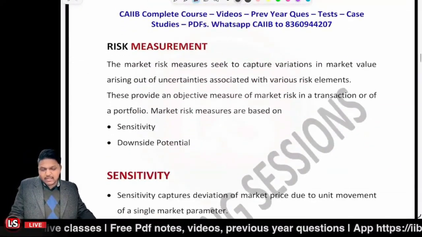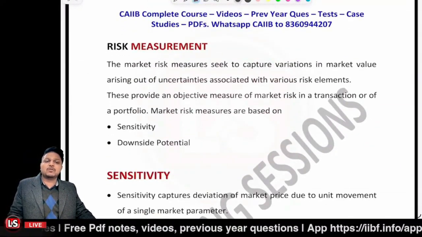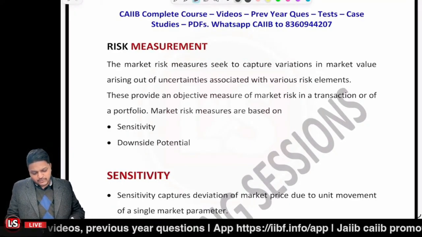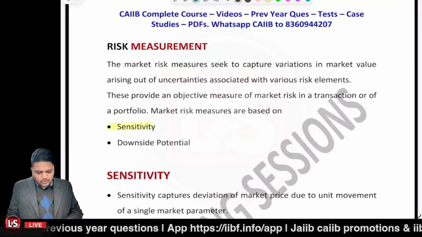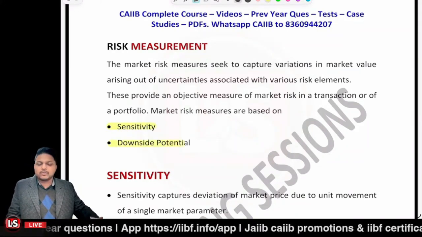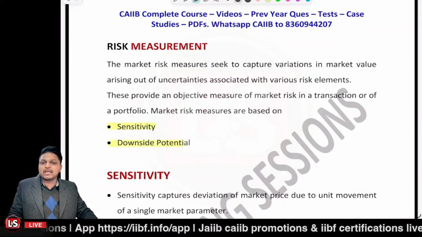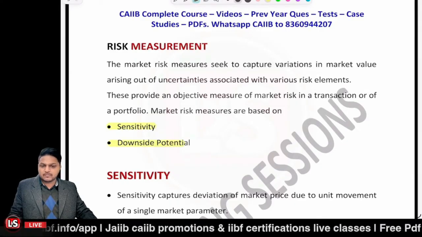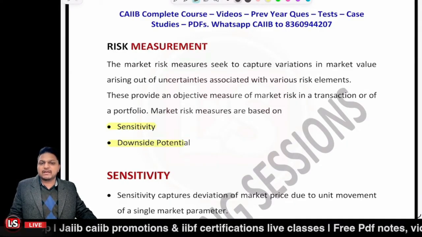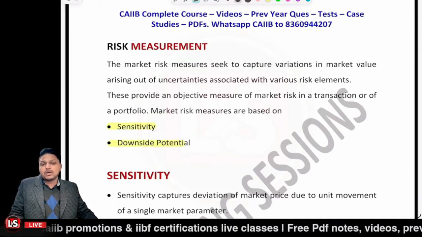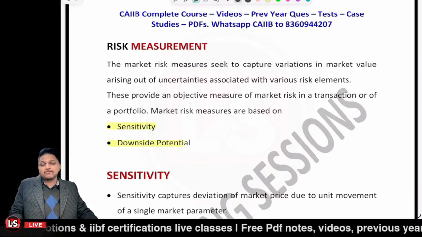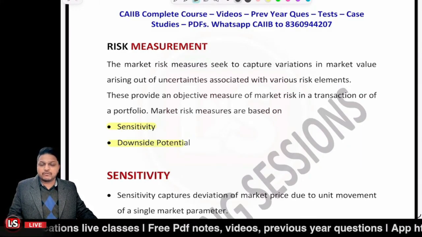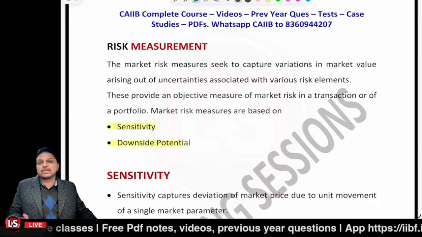After that, it's related to risk measurement, which means we are talking about quantification now. In this scenario, we follow two parts: one is related to sensitivity and the other is related to downside potential. We have already covered them both in the very first unit of Module B. Measurement is about capturing even a slight variation, and we need to look into the uncertainties associated with them.